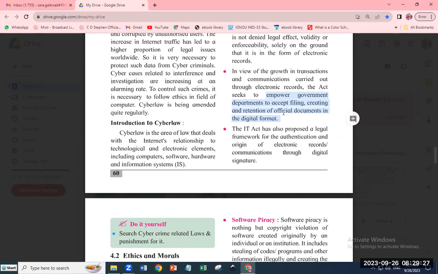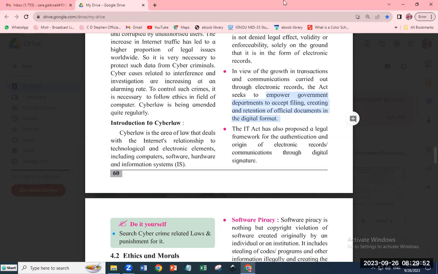If I have my Aadhaar card, if I have my PAN card, all those things are now done online. Why? Because it is secure. No one else can hack your PAN card or your Aadhaar card, because it is just for you. So the government also is coming up with different official documents, with the transactions done electronically.